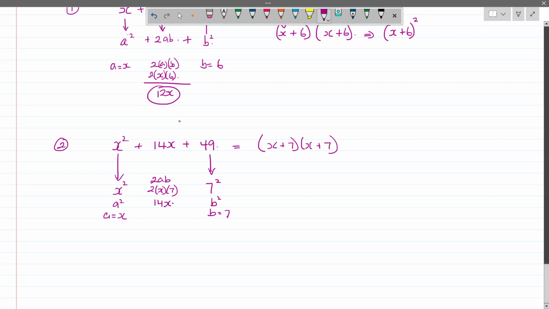So it's all about being able to recognize it. And if you can recognize it and discern what a and b is, then factorizing it is going to be easy, because it's based on a pattern.